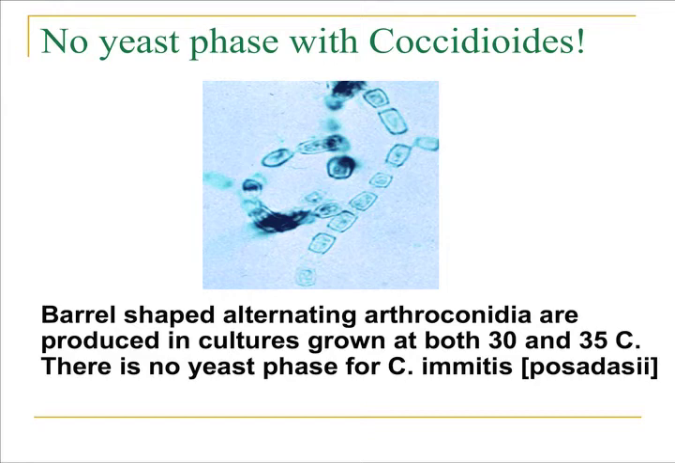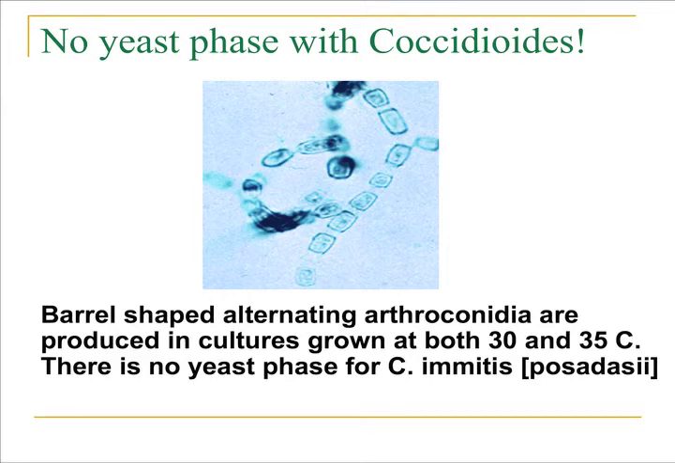On the next slide, we discuss a very important point with Cocci, and that is there is no yeast phase with Cocci, and this can be rather confusing for some. In the laboratory at 30 degrees and at 35 degrees, for both species of Cocci, we will get the barrel-shaped arthroconidia. So no matter what temperature or conditions we use in the laboratory, we will grow the mold phase of Cocci.